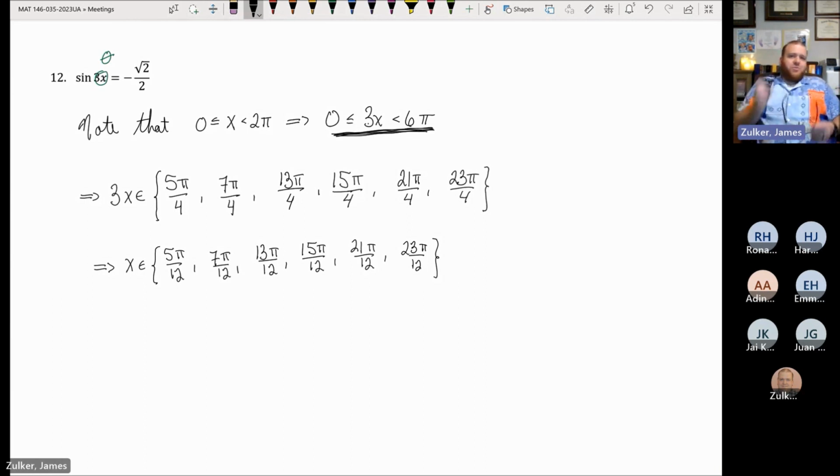By the way, we could have also just as easily used the identity that we looked at last evening, the one for sine of 3x. But that would have made this really more complicated than it needed to be.